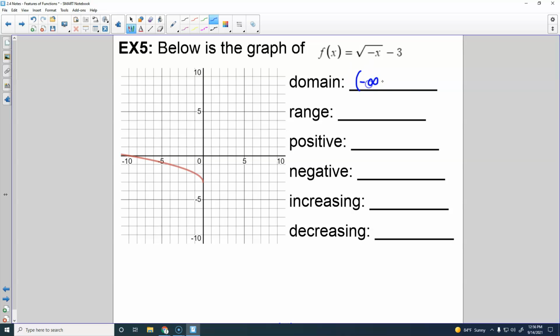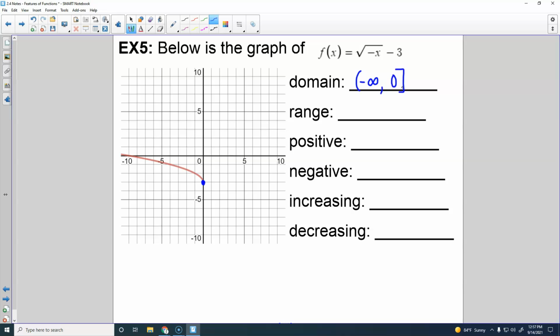Negative infinity to 0. I know I need a parentheses with infinity because you always use a parentheses with infinity. Do I need a parentheses or a bracket with my 0? This point right here is included. So that endpoint on the square root graph is included, so we're going to use a bracket for that. Square roots are going to have a bracket for one of your numbers.